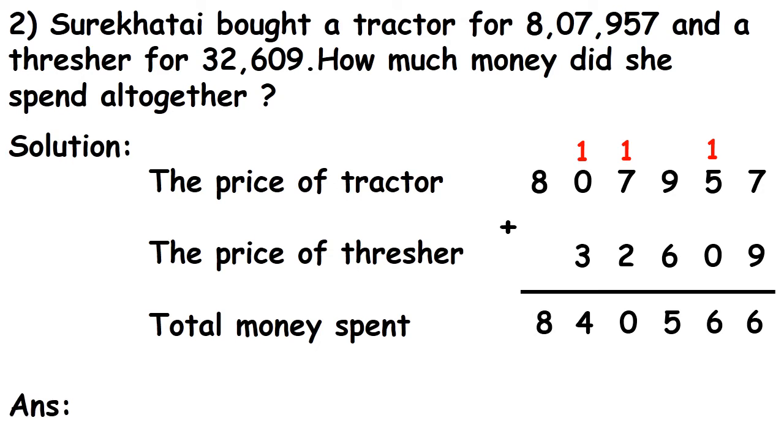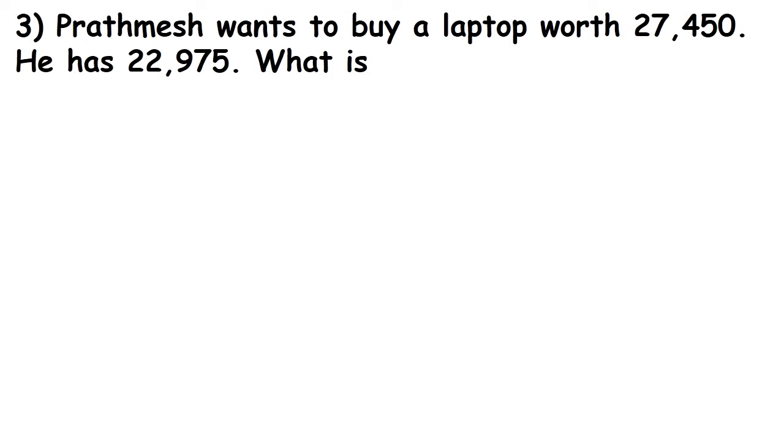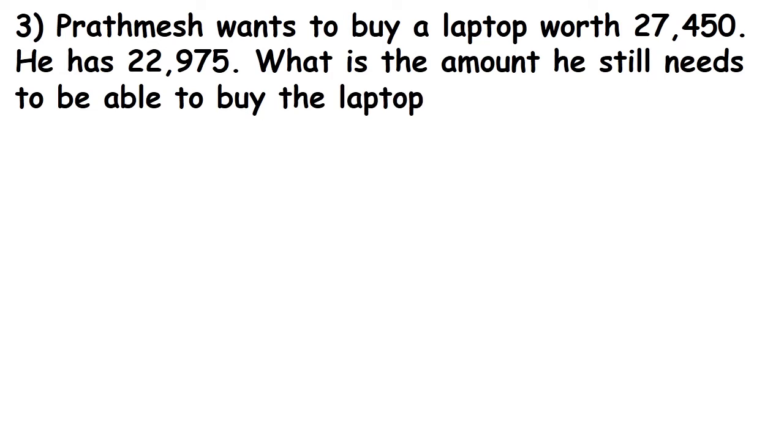So the answer is 8,40,566 rupees. So Surekha Tai spent rupees 8,40,566 altogether. Let us now solve a few examples of subtraction. Question number 1. Prathamesh wants to buy a laptop worth rupees 27,450. He has rupees 22,975. What is the amount he still needs to be able to buy the laptop?